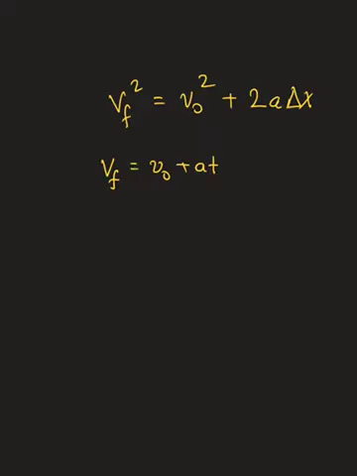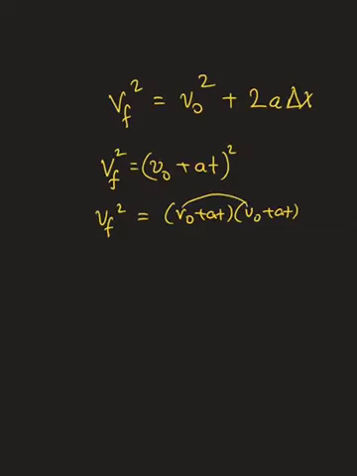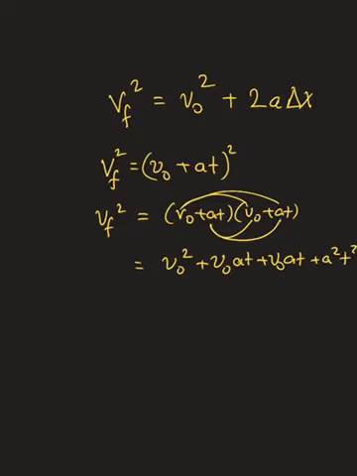So what we're going to do is go ahead and square both sides of this equation. So we have v final squared equals v naught plus at times v naught plus at. And we're going to go ahead and FOIL this out. I'm going to show every step so that you guys can follow along. So we have v naught times v naught, which is v naught squared, v naught times at, which is v naught at, times v naught, which is the same v naught times at, and then at times at, which is a squared times t squared.